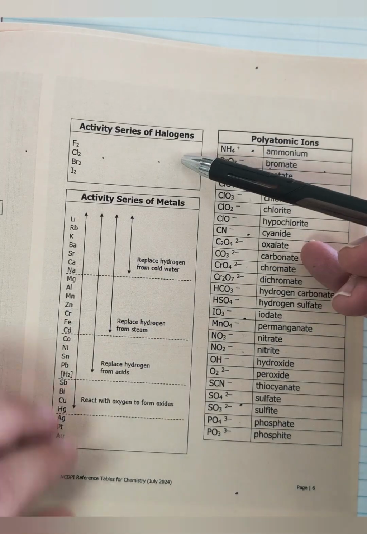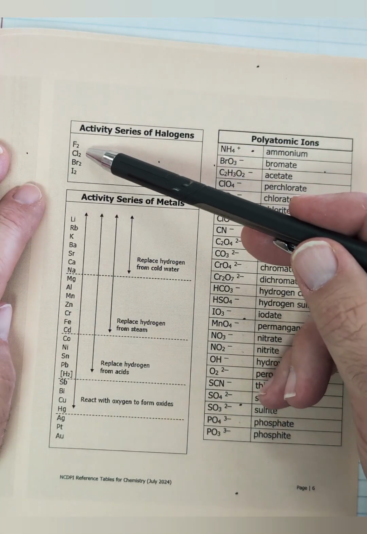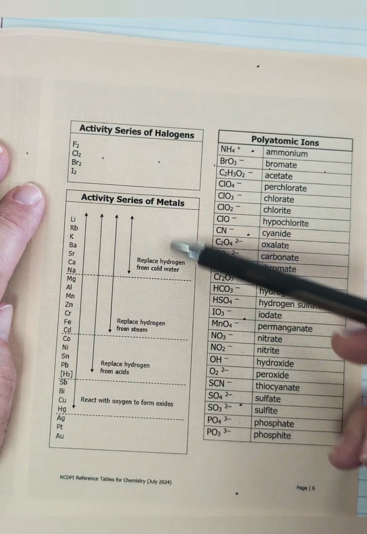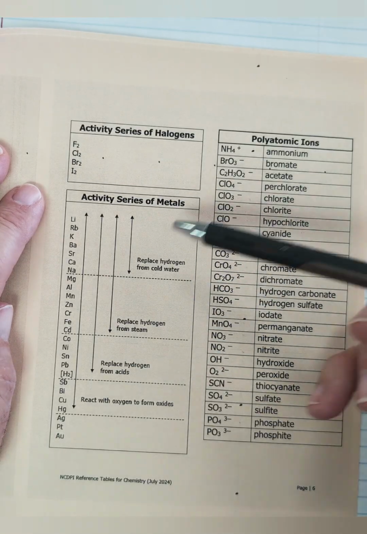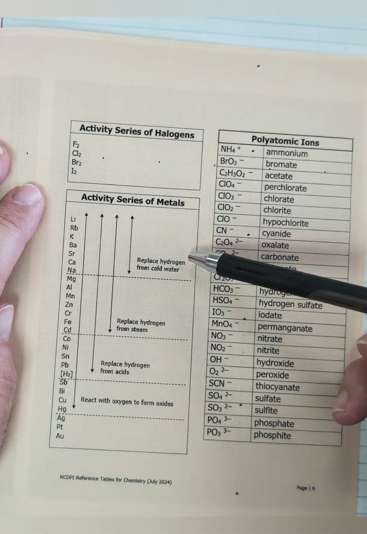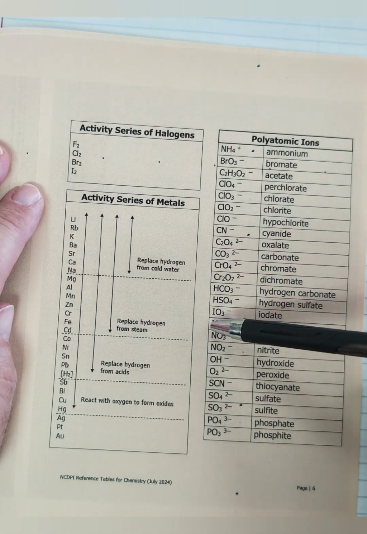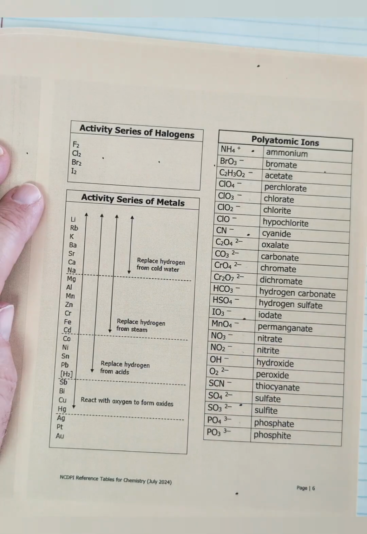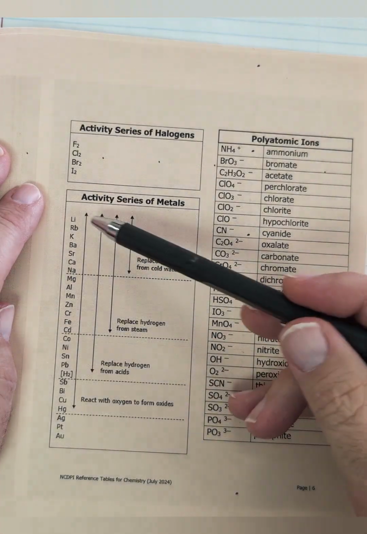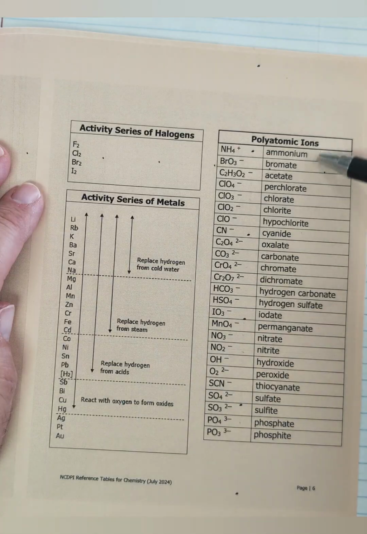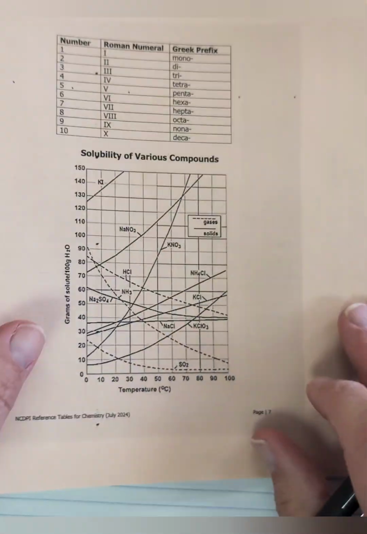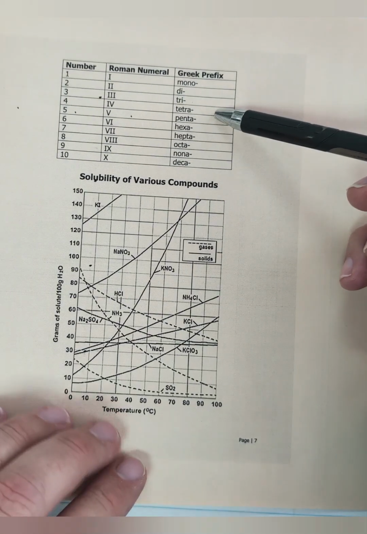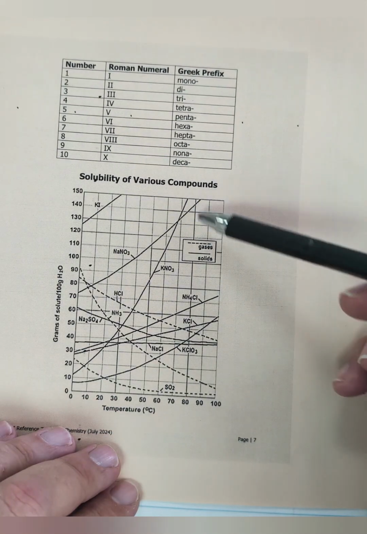Okay. Activity series. So fluorine is more reactive than chlorine, more reactive than bromine, more reactive than iodine. With this activity series, again, what you're saying is, if these things have a chance, they will replace the hydrogen from cold water. These things will replace hydrogen from steam, so forth and so on. So basically, it's a way of looking at how reactive they are. Then we have your polyatomic ions here. And lastly, we have Roman numerals and the prefix that goes along with them. And then we also have solubility of various compounds.